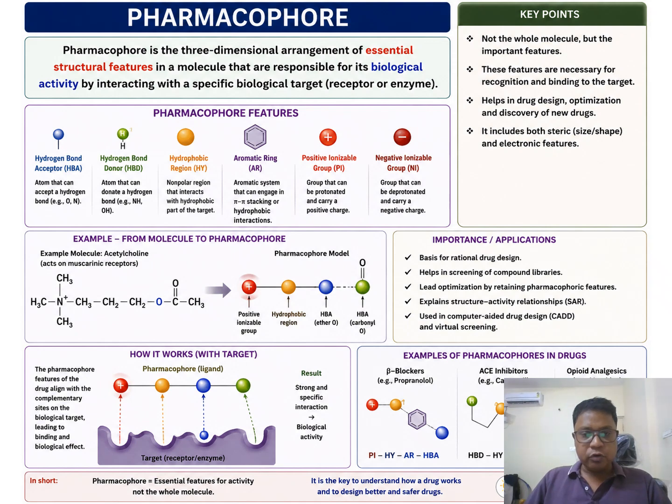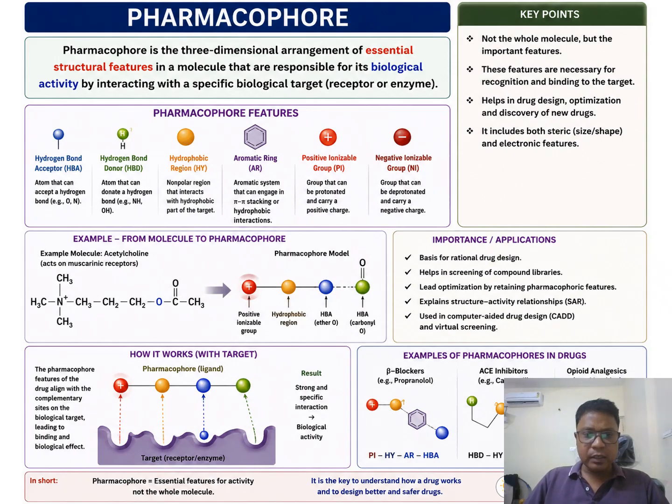So a pharmacophore is not the overall molecule, but the different binding sites available in a particular drug molecule. Those are known as pharmacophores. The main features of pharmacophores are, first, a hydrogen bond acceptor site. It could be an atom that can accept a hydrogen bond, for example oxygen or nitrogen. Then a hydrogen bond donor atom present in the drug molecule, which could be an NH or OH group.